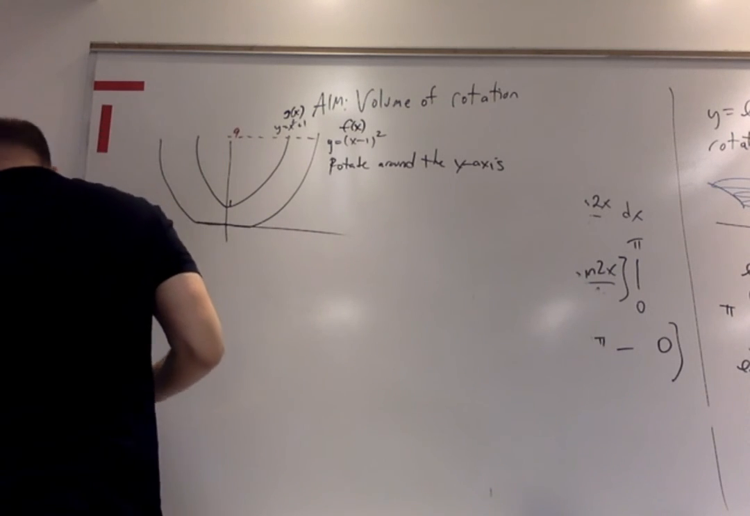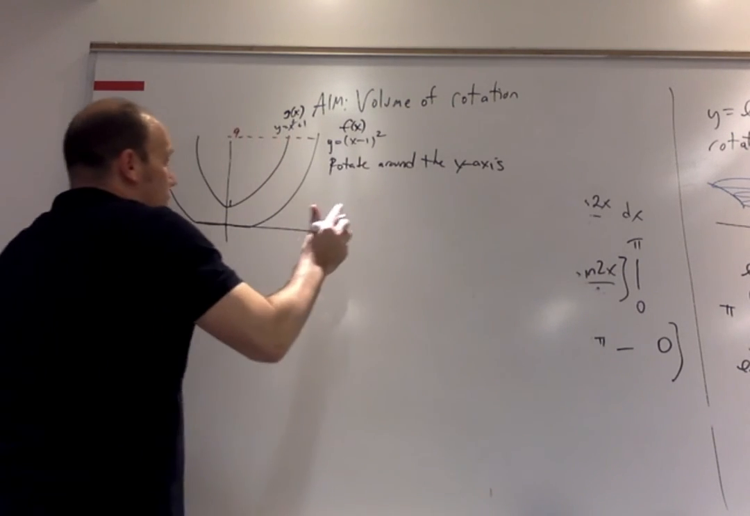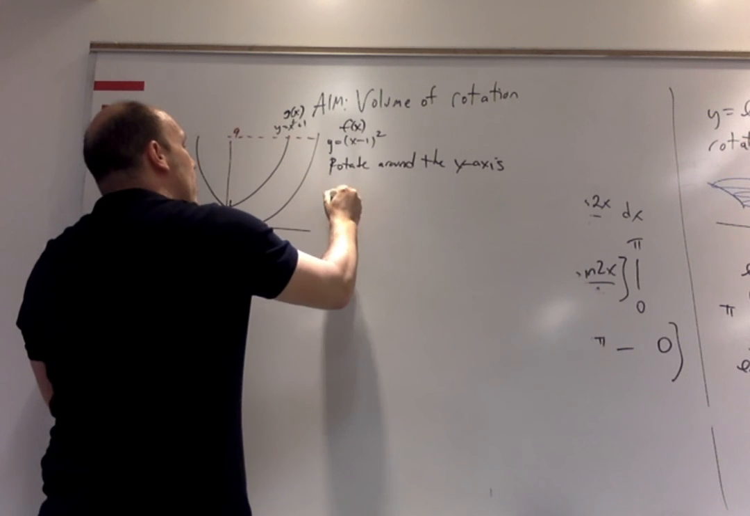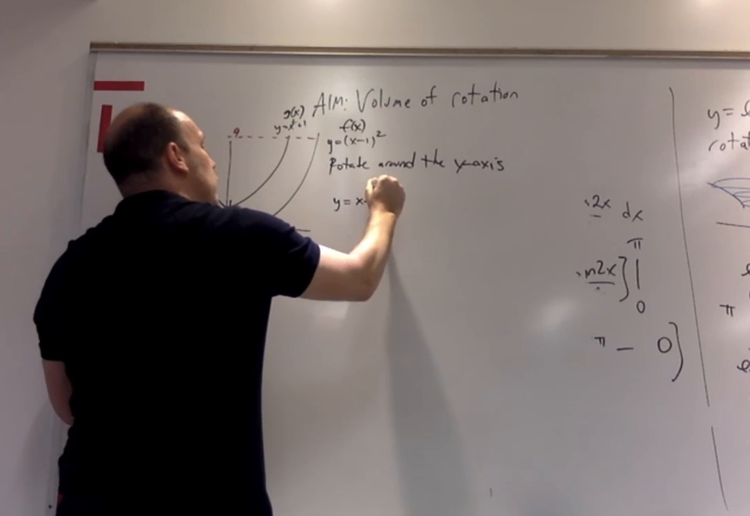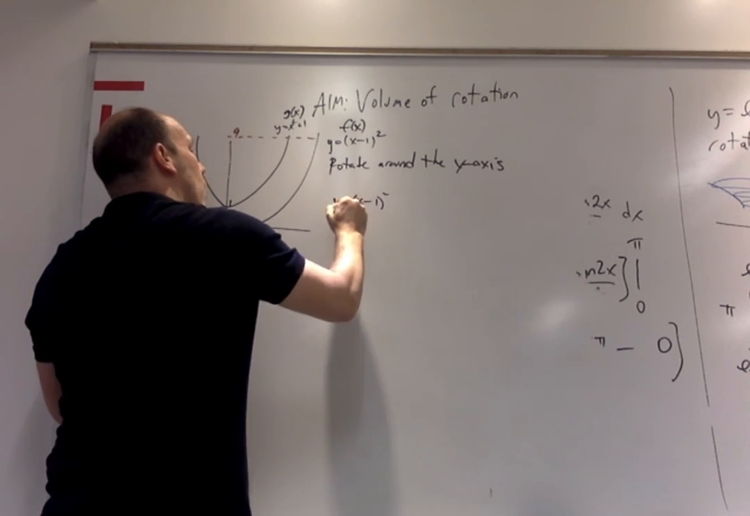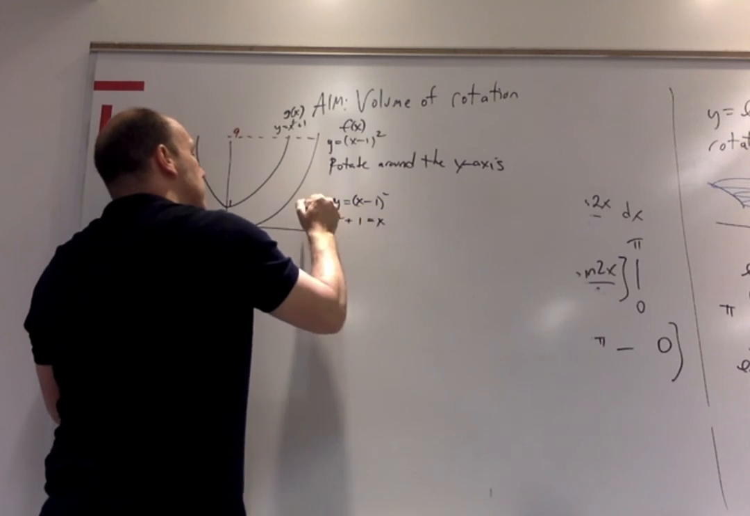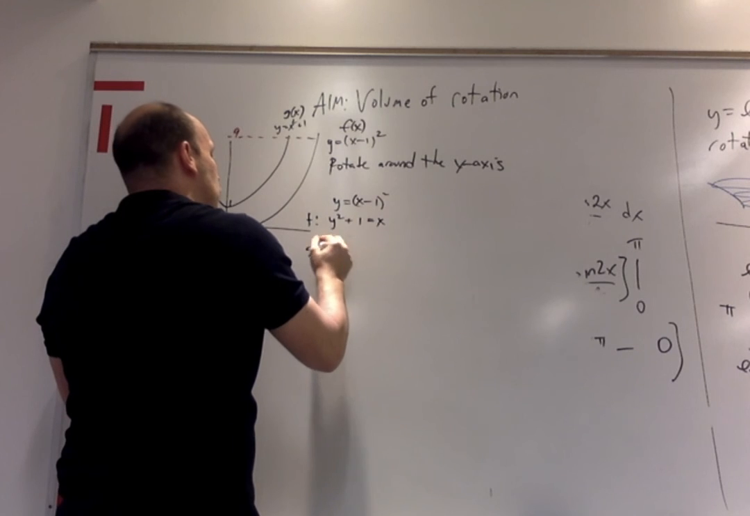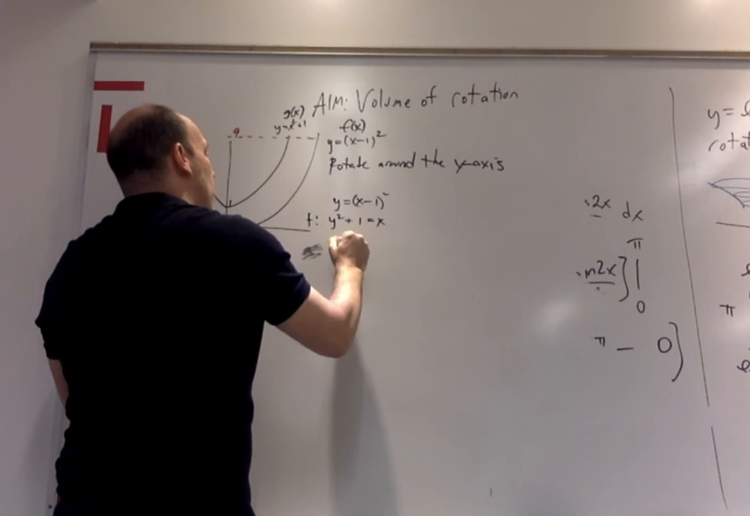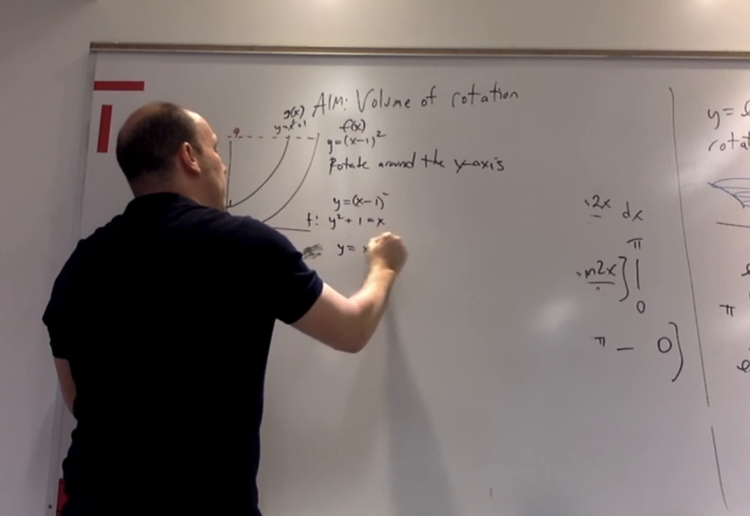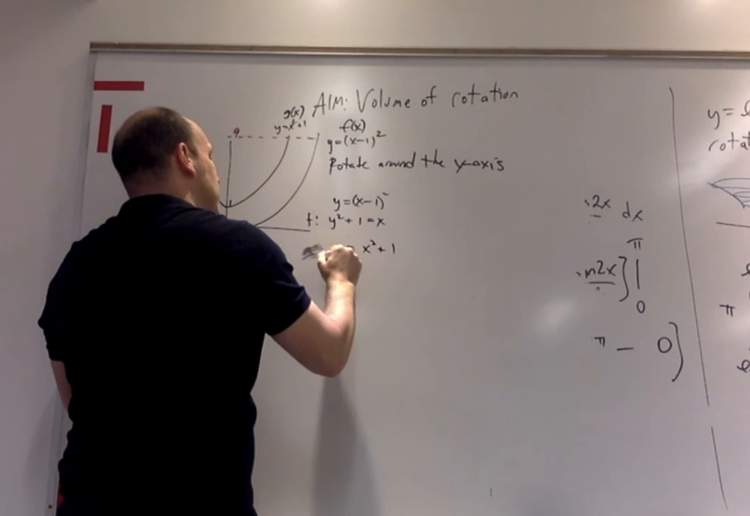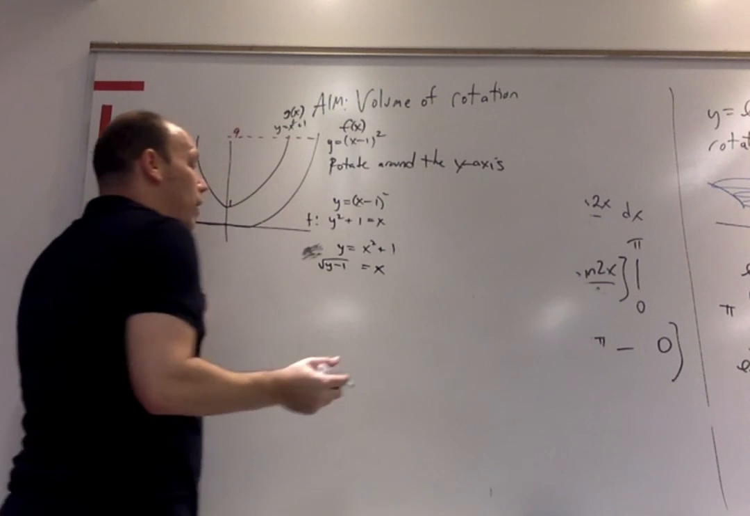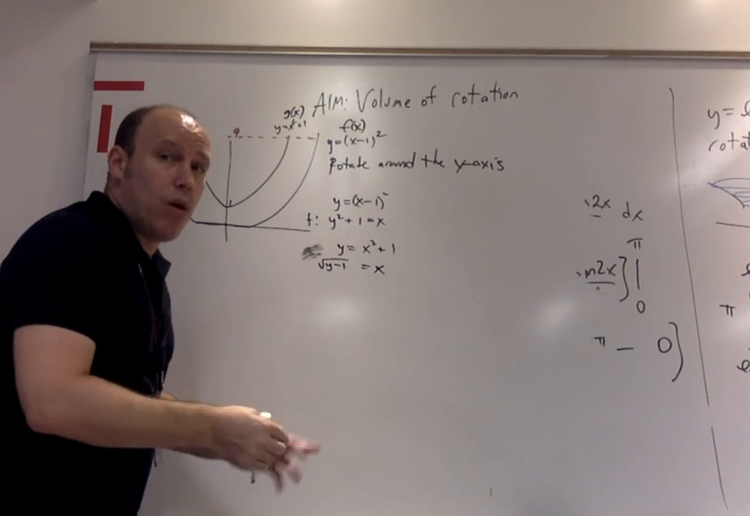Next, we're in the world of y, so we have to convert. The first thing we have to do is convert this. I'm going to start with y equals x minus 1 squared. This gives x equals the square root of y plus 1. This is the f. Let's take a look at g. g is y equals x squared plus 1, so x is equal to the square root of y minus 1. Now we're ready to go.